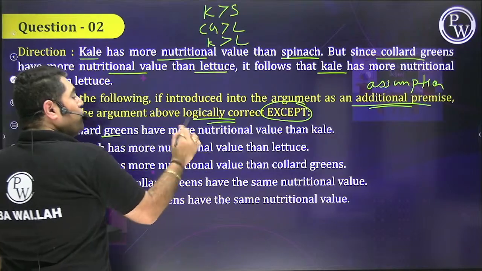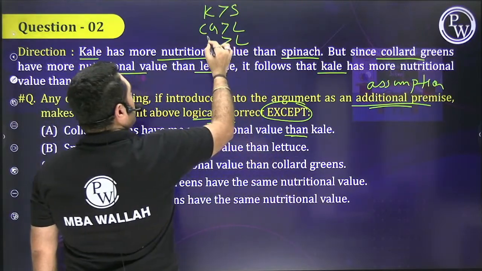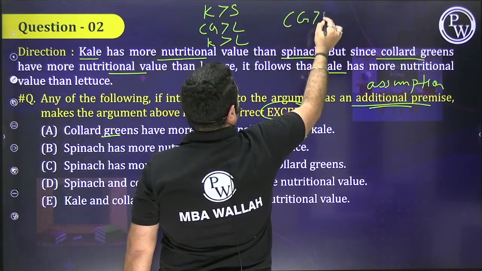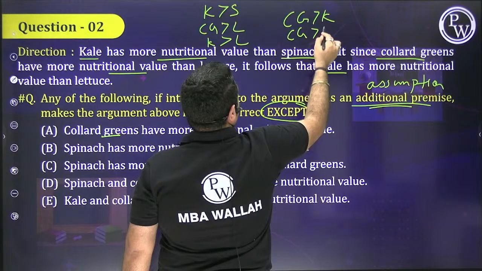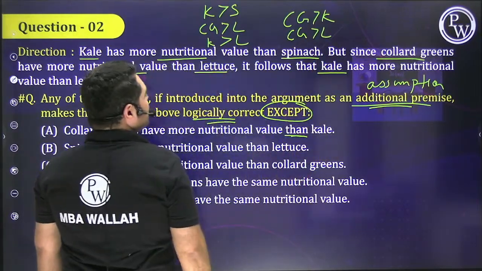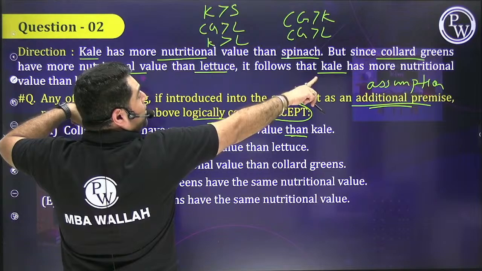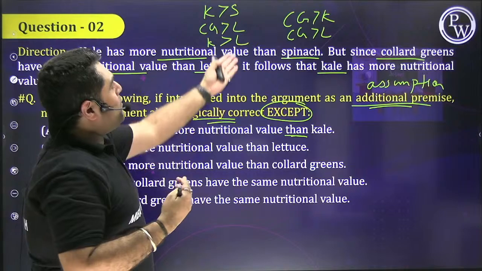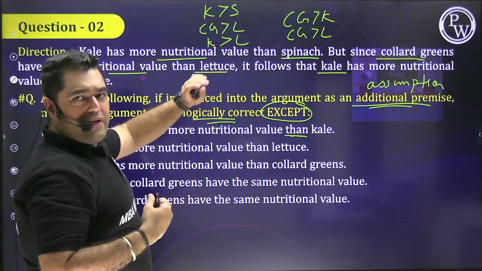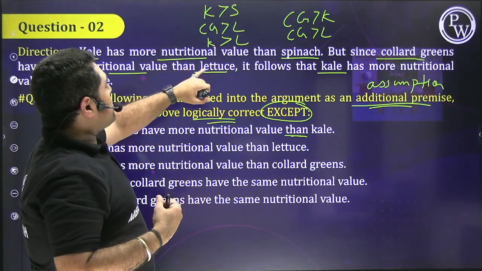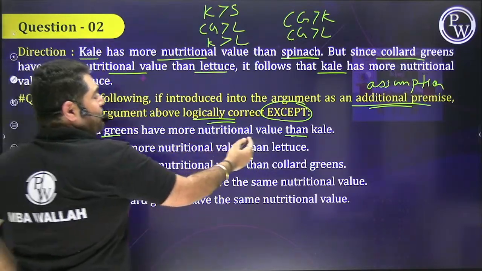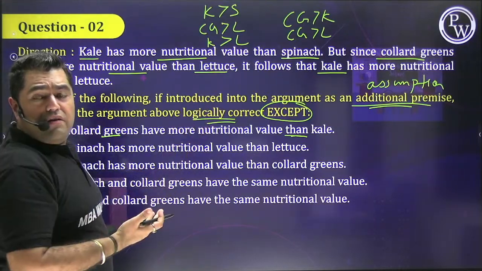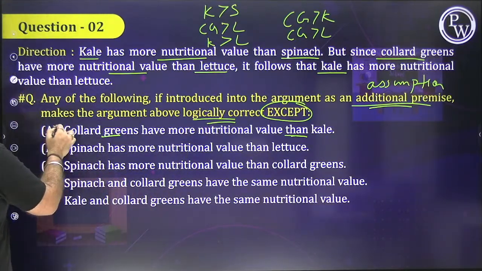Collard greens have more nutritional value than kale. So imagine if collard green is greater than kale, and collard green is greater than lettuce, how can we say kale is greater than lettuce? Acha, kale is greater than lettuce is given. So it cannot be determined. It could be multiple possibilities. Collard green could be more than kale. So people, we are not very sure, because of that kale can lie anywhere. So people, 100% A does not make sense.